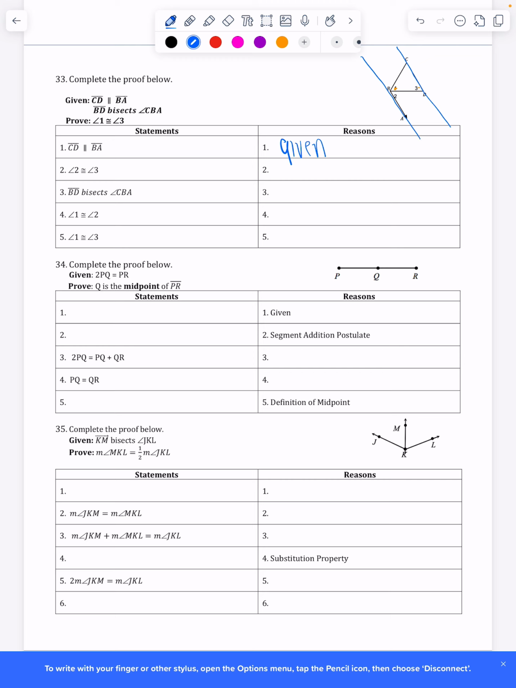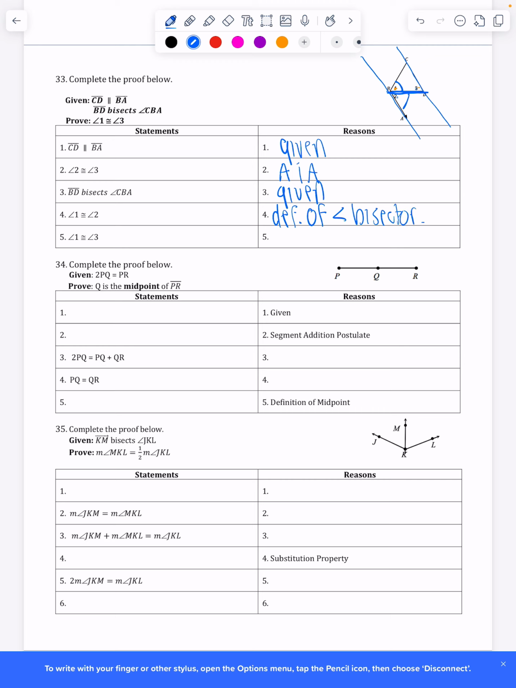All right, well, 2 is congruent to 3. These two angles, that would be because they're alternate interior angles. And then BD bisects CBA, that's given. So here's BD. It creates two congruent angles, angle 1 and angle 2. And that's because it's definition of an angle bisector.